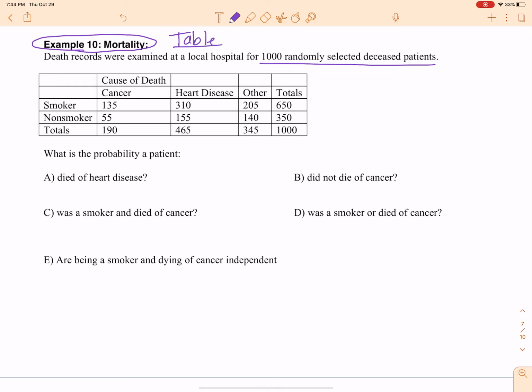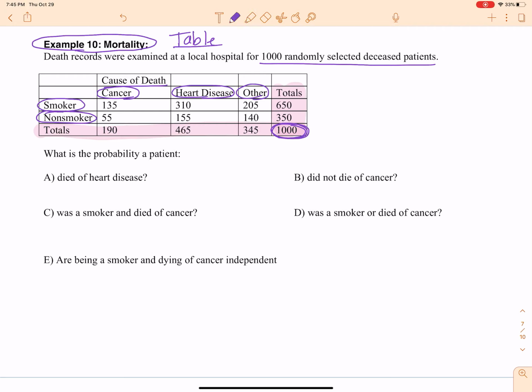All right, so I'm just going to jump right in here and talk to you about the fact that up here in the top we have causes of death. We have cancer and we have heart disease. And then over here on the left we have some people who were smokers and some people who were non-smokers. So we're going to study this table. I'm going to highlight my totals. Oh, and also I didn't talk about this. There's the causes of death. There's an other category as well. So if you will look, our totals are right here.